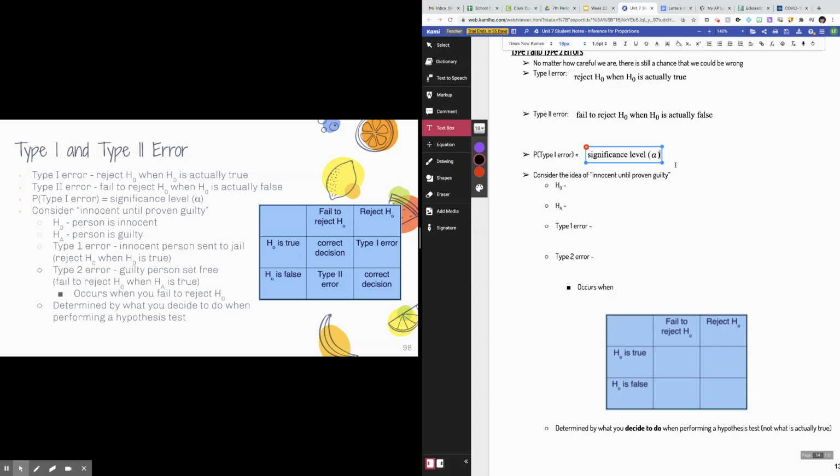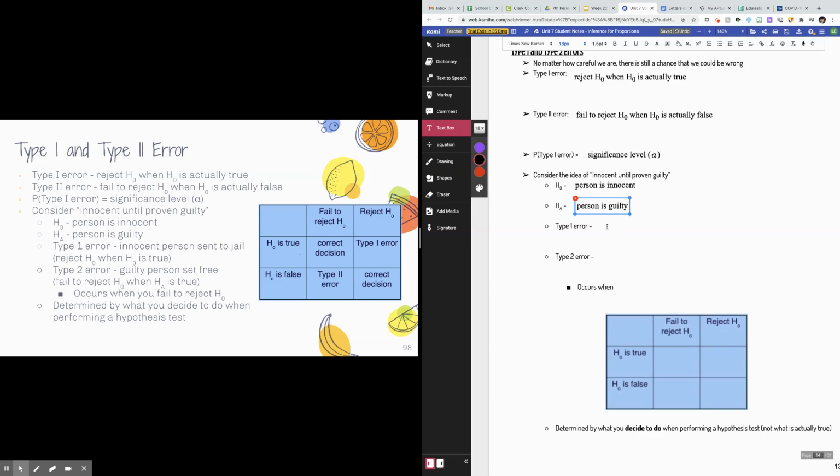Honestly, one of the best examples that I have of this is the idea of innocent until proven guilty. If we think about this, our null hypothesis in this statement is that a person is innocent, and our alternative hypothesis, what we are trying to prove, is that the person is guilty.